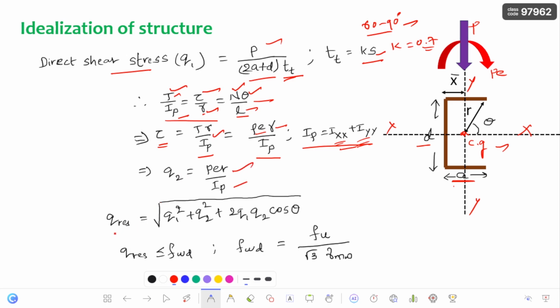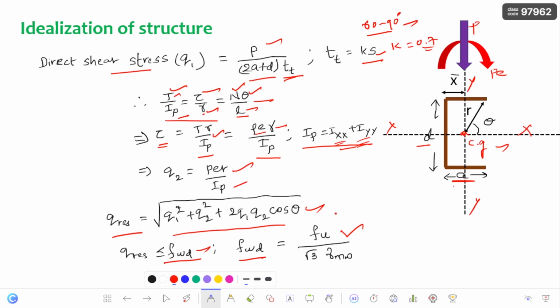Now the resultant stress, using the parallelogram law, is root over q1 square plus q2 square plus 2 q1 q2 cos theta. This resultant stress should be less than or equal to the weld design strength. As per IS 800-2007, the weld design strength is given as Fu by root 3 gamma mw, where Fu is the ultimate strength.